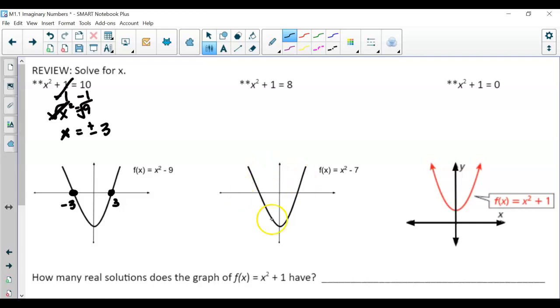Then same thing here. This graph represents this equation. We would subtract 1, and you end up with x squared is equal to 7. Then what would we do? Take the square root. So x is equal to plus or minus radical 7. This point here is negative radical 7, and this point here is the positive radical 7.